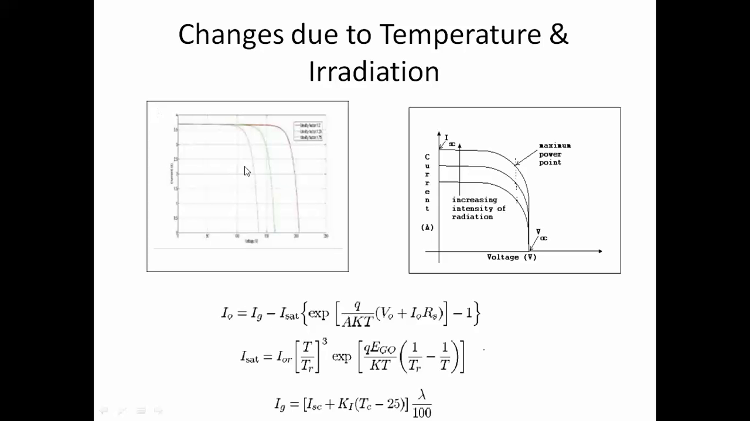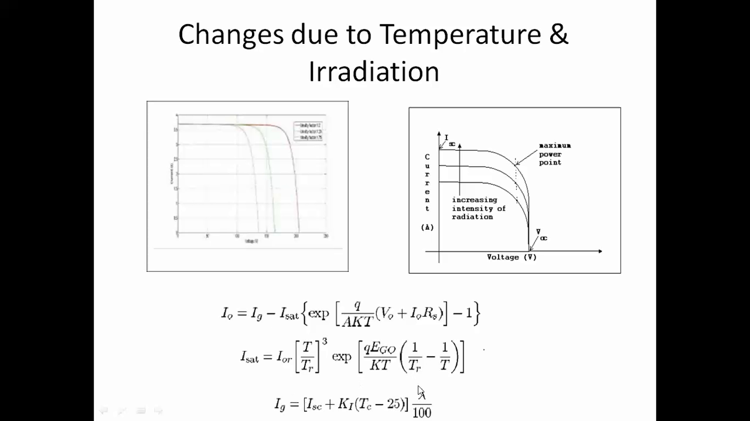And here is the change in the characteristics due to change in temperature and irradiation. This lambda is solar irradiation, which is measured in watts per meter square. Here Ig, that is our IPV, represents the photocurrent. Photocurrent equals ISC plus K into (TC minus 25) into lambda by 100, where lambda is irradiation. You can represent this with S or lambda.